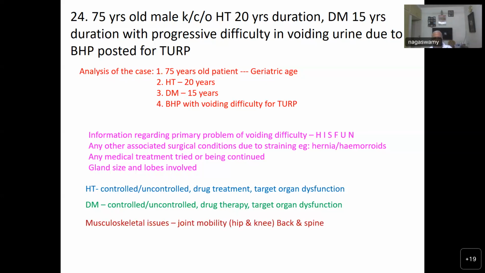Then musculoskeletal issues like joint mobility of hip and knee and back and spine. All these things you should check and make sure that they are free. And renal involvement due to obstruction and back pressure is another issue that you have to find out, whether the patient has features of renal failure like puffiness of face, edema of legs, and all that. And pre-op investigations: routine as for any surgery plus serum sodium.